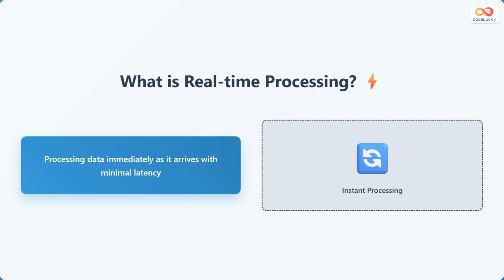Now let's talk about real-time processing. Real-time processing means processing data immediately as it arrives with minimal latency. It's like having a conversation where you respond instantly to what the other person is saying. In real-time processing, the processing is instant. The concept of instant processing is represented with the help of a rotating arrows emoji on the right.